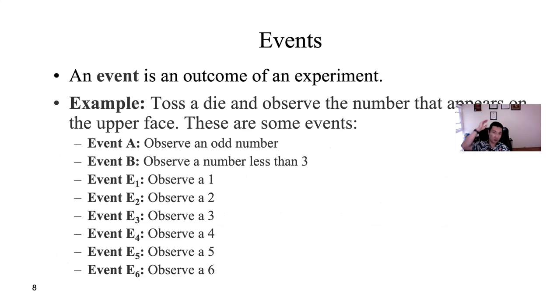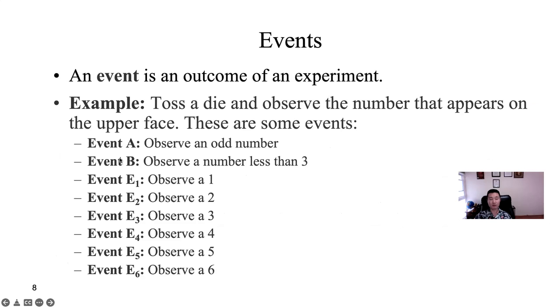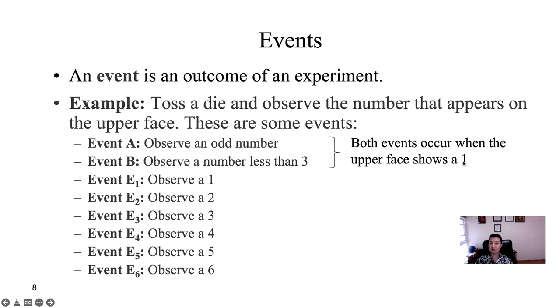Let's go back to the old example of tossing the die. Event A, if we define it as observing an odd number, will include 1, 3, and 5. Event B, where we observe a number less than 3, will include 1 and 2. So if we get 1, 1 is an odd number, so event A occurs. 1 is also less than 3, so event B also occurs. So when the face shows 1, both events A and B occur.